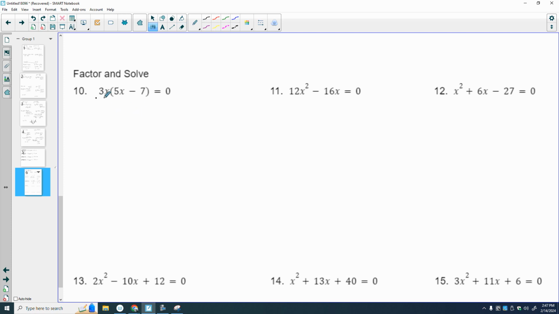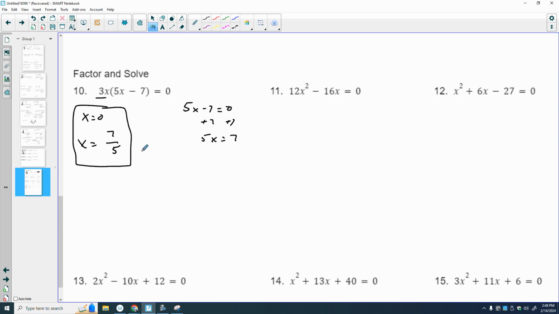So first question, 3 times what is 0? Well, that's easy. X equals 0. Now this one's a little harder. So when will 5x minus 7 equal 0? Just solve that equation. Add 7 to both sides. So 5x equals 7. Divide by 5, and x equals 7 divided by 5. I don't need a decimal. I don't want a decimal. Leave it as a fraction. Improper is fine. You don't have to go to mixed, unless your teacher tells you to.